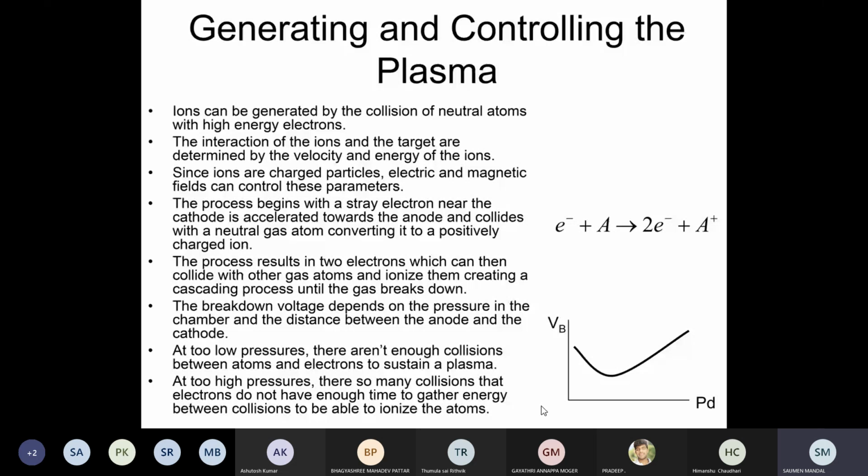And in this diagram, you can see the breakdown voltage and this is the chamber pressure. So in a particular pressure that you are getting, you can see how it's changing with this pressure. So this is the optimum pressure, where you are getting breakdown voltage at a very low value of electric potential.